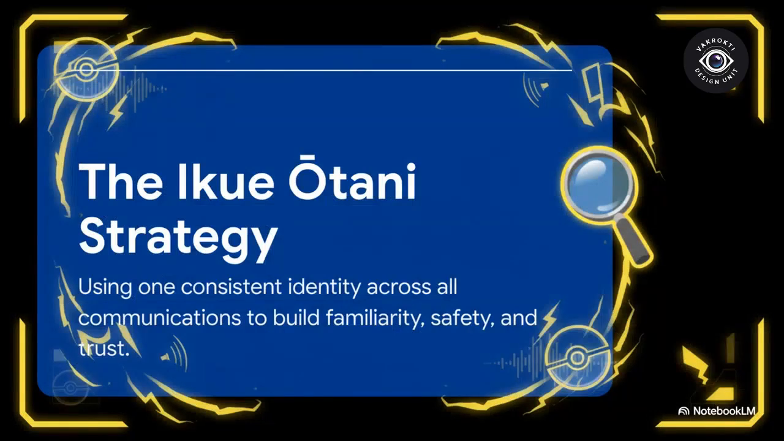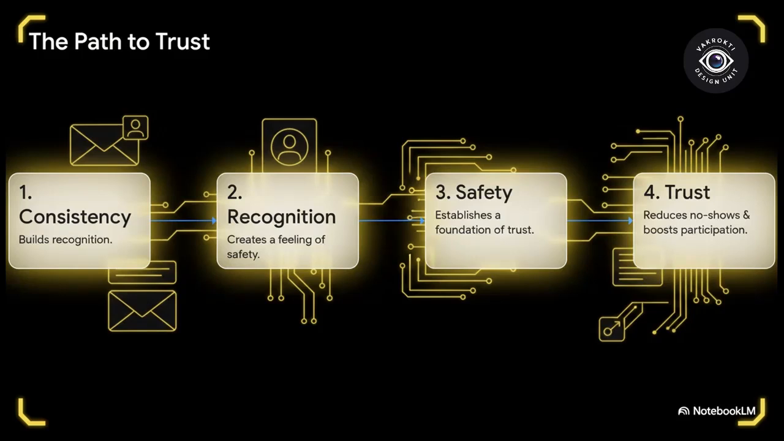And this brings me to a concept that I just think is brilliant, the Ikue Otani strategy. Now, if you don't know the name, Ikue Otani has been the voice of Pikachu since 1997. In every single country, in every language, when Pikachu speaks, it's her voice. And that is such a perfect example of the power of consistency. That one single, familiar voice creates an instant feeling of safety and recognition, no matter where you are in the world. And that right there, that's the formula.